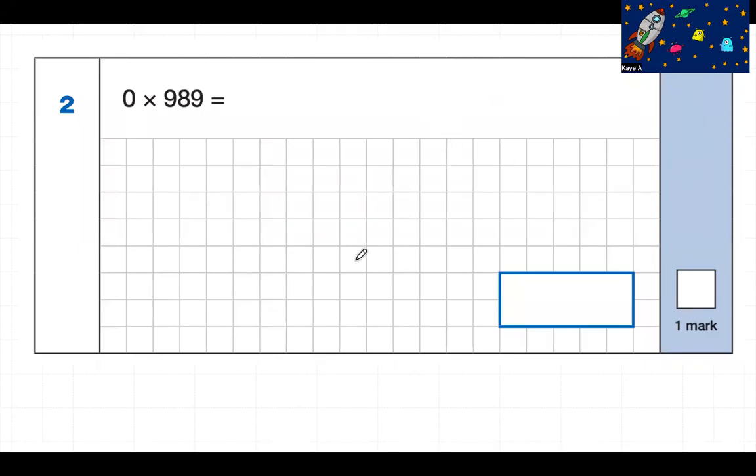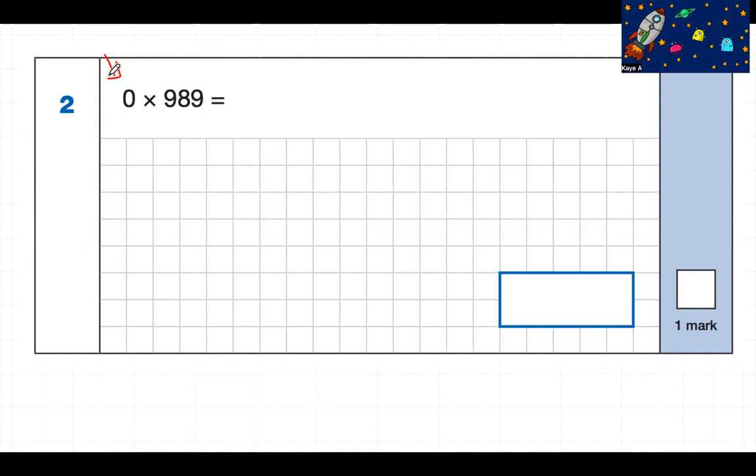Hello, so let's have a look at this question. We have 0 times 989. When we look at the 0, we've got to think, what is it really saying to us? Because 0 times 989 is so obvious to us, like if we're under no pressure at all, but sometimes under pressure, we can answer in a really strange way.